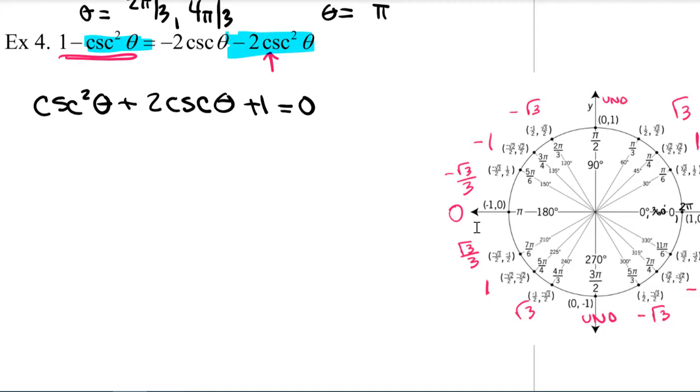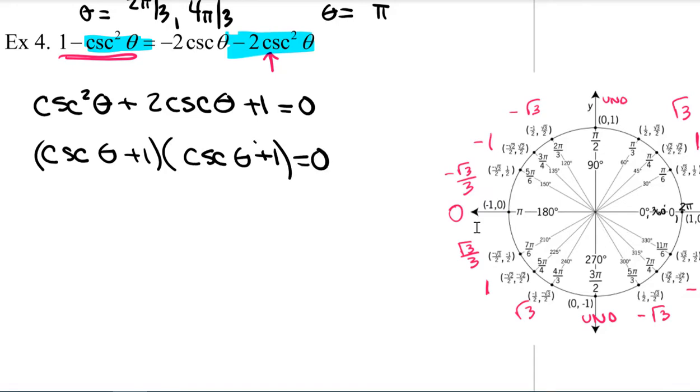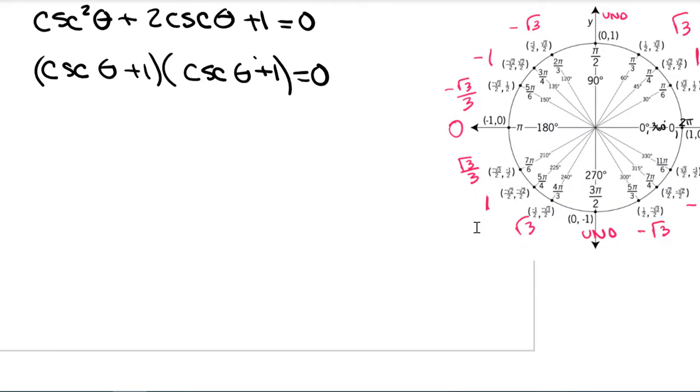And again, this is another perfect square trinomial, which is kind of nice. So that means this is going to end up factoring into cosecant theta plus 1, and then, same factor again, cosecant theta plus 1 equals 0. So again, equal signs, nice, neat, lined up. Now, since we only have one factor to solve, or both factors are the same, we can only solve one of them. So cosecant theta plus 1 equals 0, which means cosecant of theta is going to be -1.